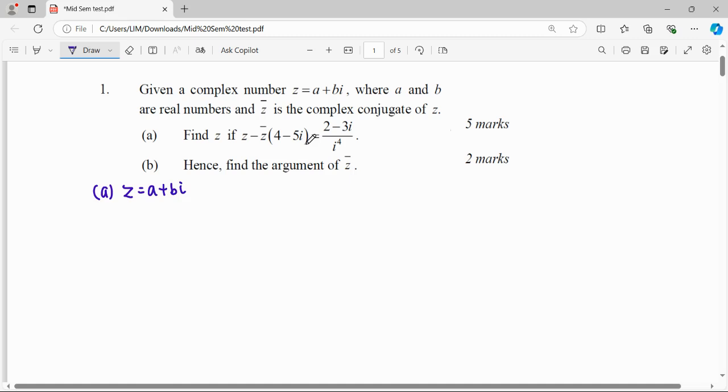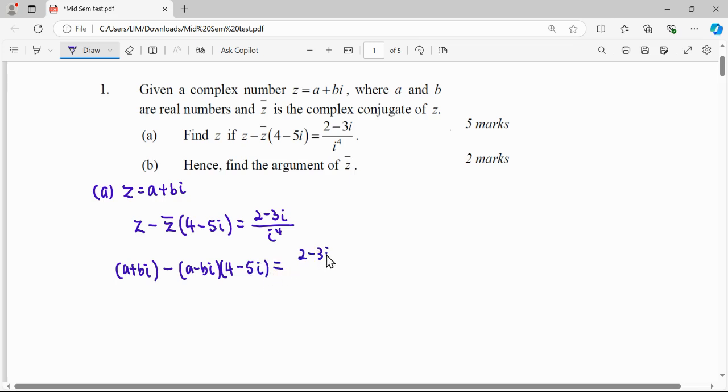Given here, our equation will be (z minus z conjugate) times (4 minus 5i) equals (2 minus 3i) over i to the power 4. So we substitute z in the form of a plus bi. At the same time, the conjugate of z is a minus bi. And then i to the power of 4 is positive 1. So from here, we need to find out what our a and b are, so that we can form our complex number.